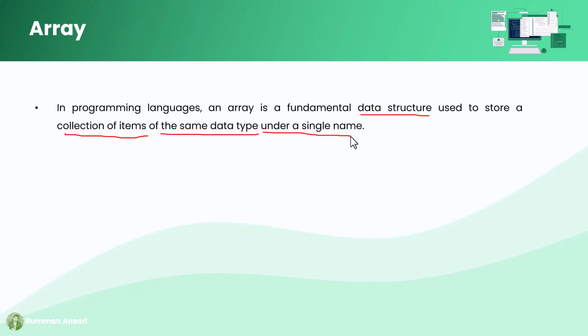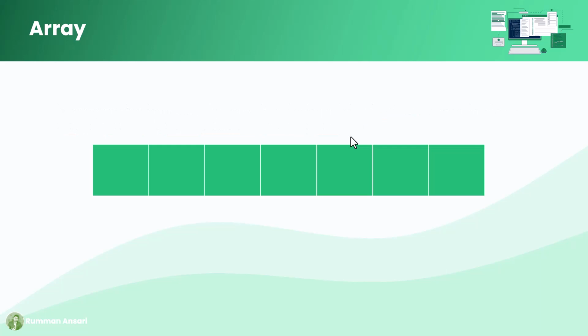For example, if you want to store an integer value, then you have to specify int a = 12 like this. Okay, but if you want to store multiple items in a single variable name, then you should use an array. Okay, now let's move to the next point.